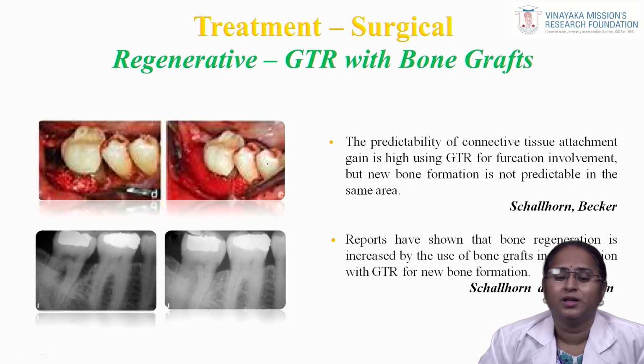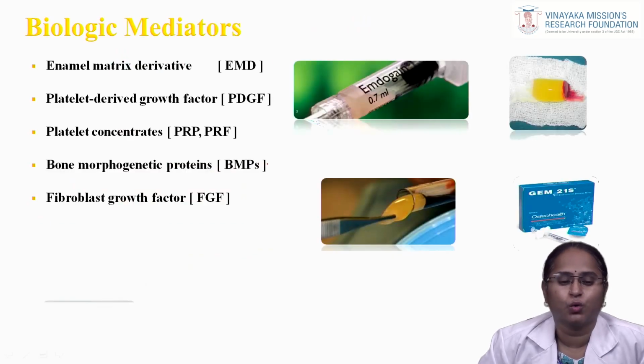Next, we are going to see the regenerative approach, that is GTR with bone grafts. The predictability of connective tissue attachment gain is higher when using GTR along with bone grafts. There are various growth factors, which include enamel matrix derivative, platelet derived growth factor, fibroblast derived growth factor, bone morphogenic proteins and platelet concentrates. These growth factors have shown significant attachment gain in case of furcation defects.